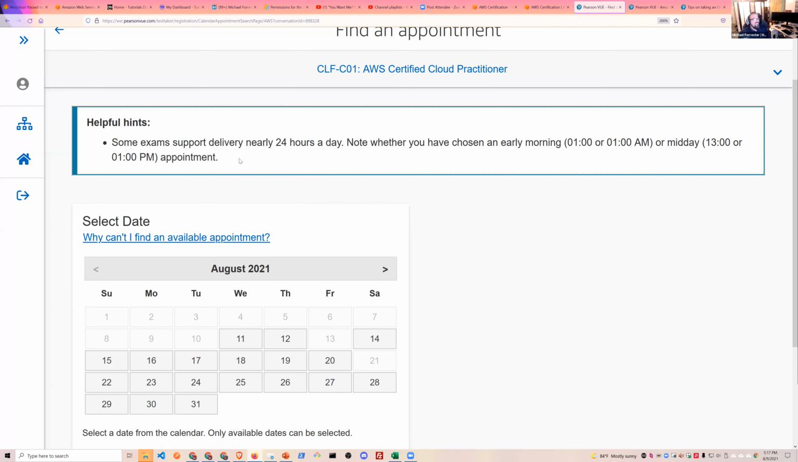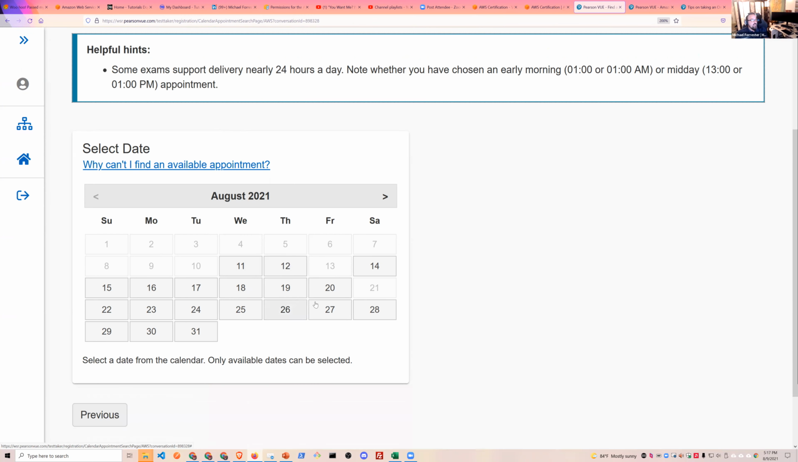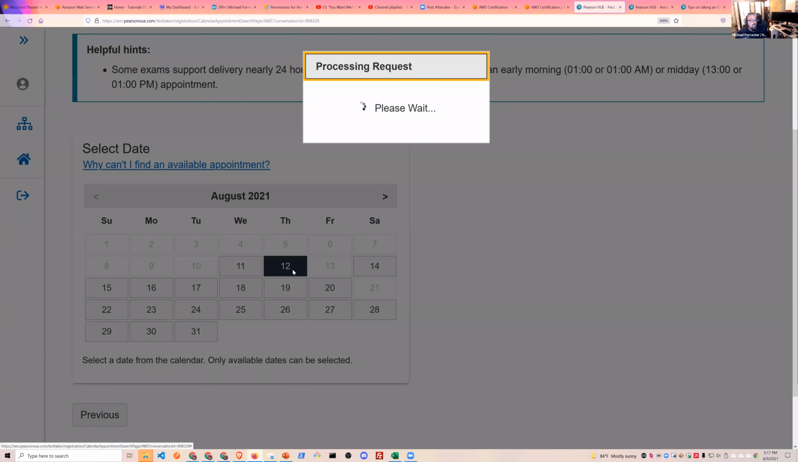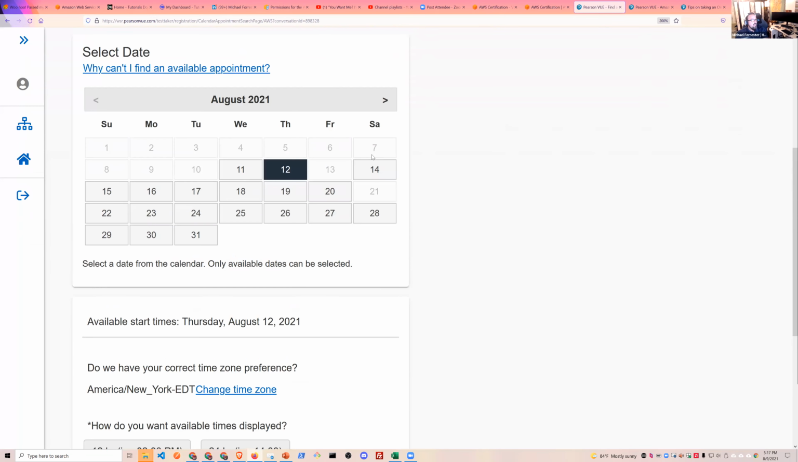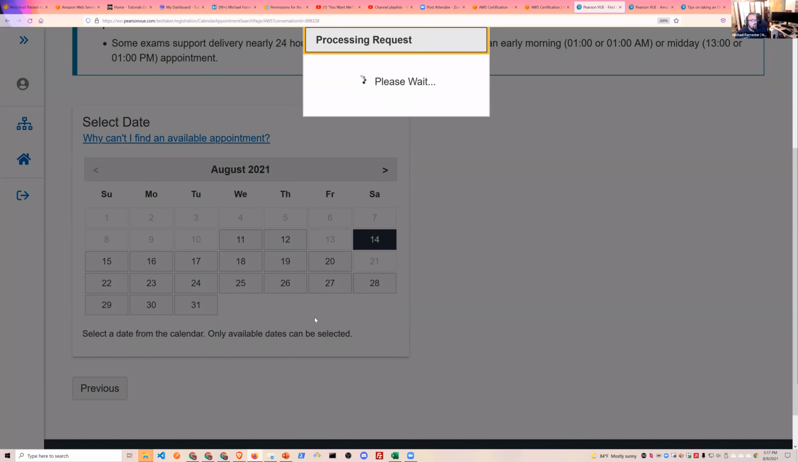Please pay attention to this section, because they do deliver exams 24 hours a day. I have had people accidentally sign up for 1 o'clock in the morning, which obviously didn't work, but you can choose from here. For example, this is the week of the 9th, and there are slots available on Thursday. Most people, like myself, prefer to take it on a weekend because there's less stress and tension. But let's say we choose Saturday the 14th.